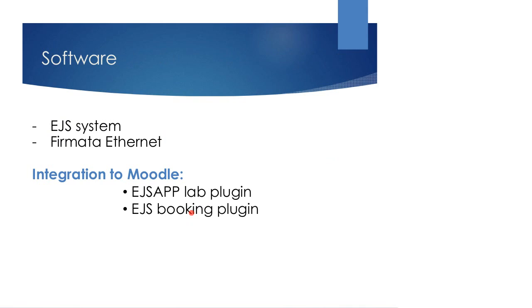The Firmata Ethernet connects the EJS plugin to a microcontroller board that allows the serial connection with internet, and the code in the remote lab.